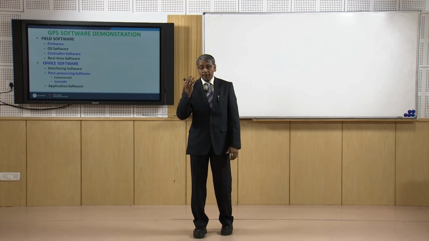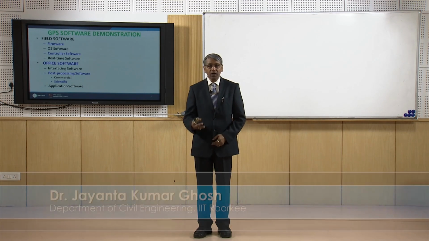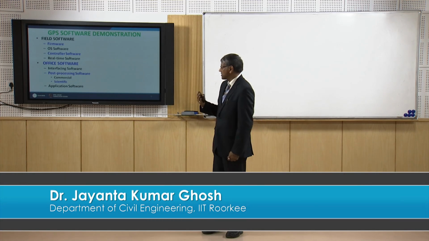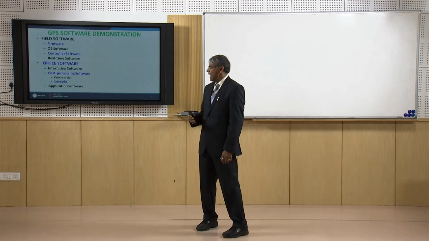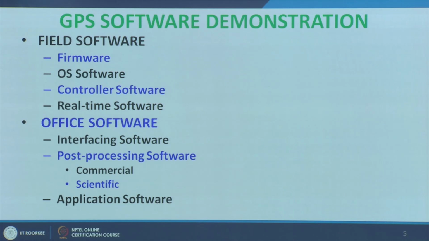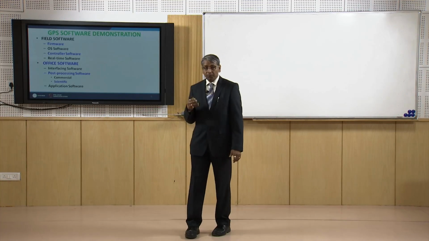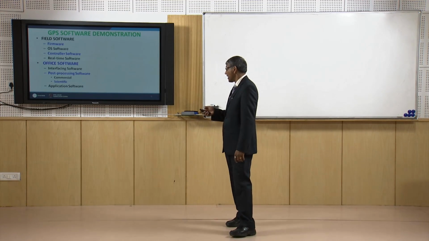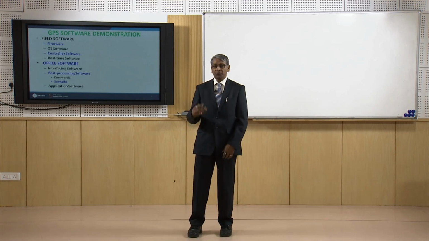Now I will demonstrate some of the GPS software that we use for collection as well as processing of GPS data, and these softwares may be divided primarily into two types: field software and office software. Under field software I am going to demonstrate the firmware, operating system software, controller software and real time software, and under office software I am going to demonstrate the interfacing software and post processing software. Under post processing there are two types, commercial software and scientific software. Now let me start the demonstration of GPS software.